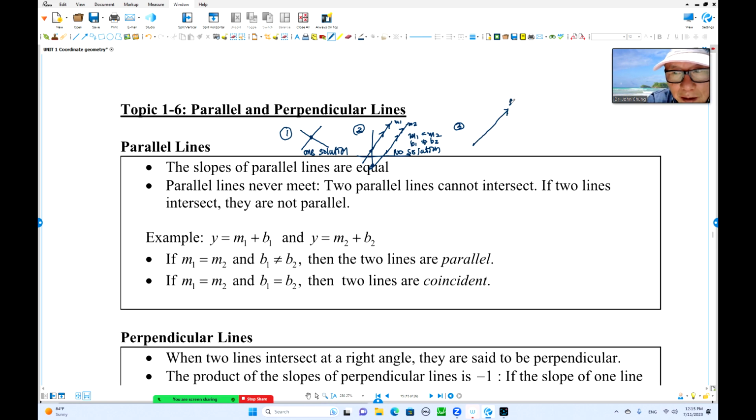Two lines, L and M, they are the same line. This is L1, this is L, a different line, right? But this is the same line. We said this is coincident. Coincident means the lines overlap. So you can see there are so many intersections on these two lines. Okay, we said this is infinite solutions. Too many solutions.